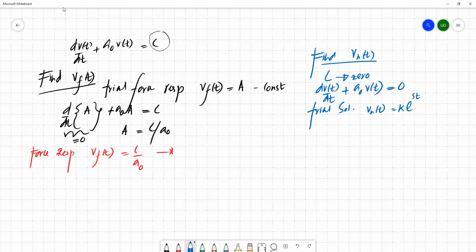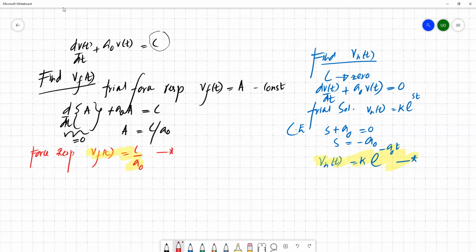We can easily find s by getting the characteristic equation. This characteristic equation is s + a0 = 0. Solving this characteristic equation, we get the exponent term. So then this Vn(t) becomes k e^(-a0 t). So this is the natural response, but we still have this unknown constant.